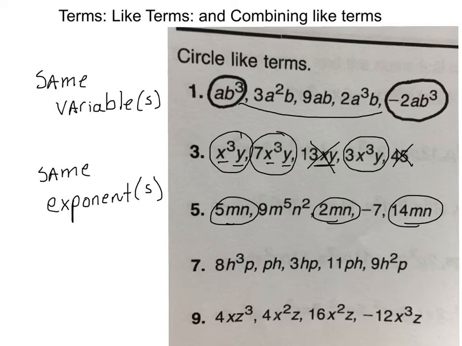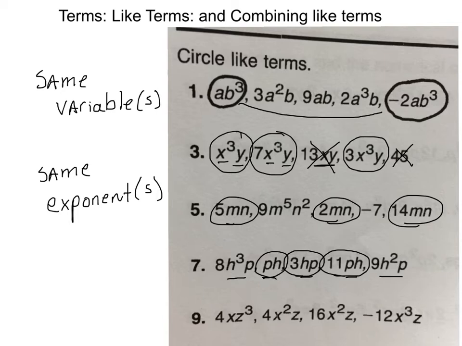When we look at 7, I've got h cubed p, I got ph, hp, ph, and h squared p. Okay? Now, the order doesn't matter. So you see 3hp, 11ph, and ph are all like terms. It doesn't matter which one comes first or second. Do they have the same variables? They do, p and h. And both those p and h's all have the same exponent, so those are all like terms.